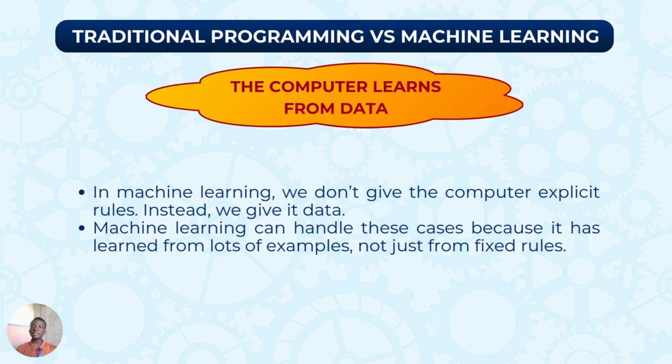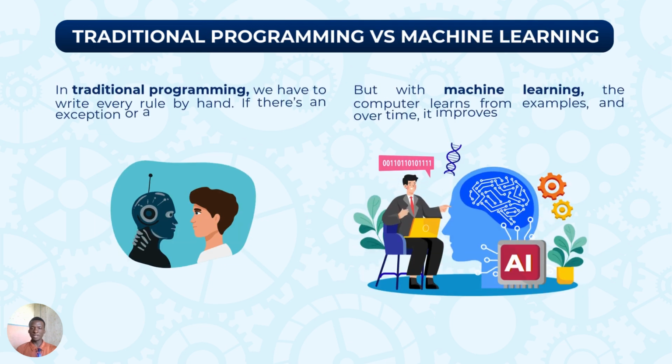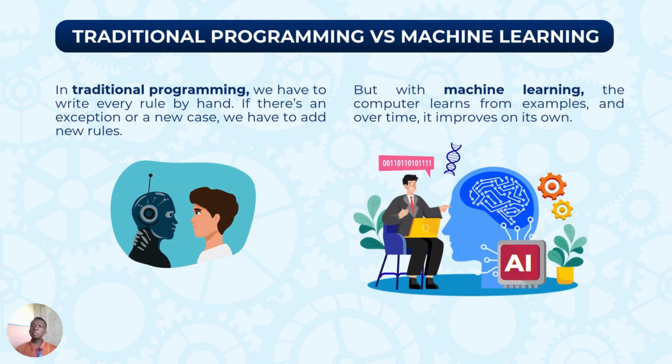That's machine learning. Machine learning can handle these cases because it has learned from lots of examples and not just from fixed rules. Now, here's the difference. In traditional programming, we have to write every rule by hand. If there's an exception or a new case, we have to add new rules. But with machine learning, the computer learns from examples, and over time, it improves on its own.